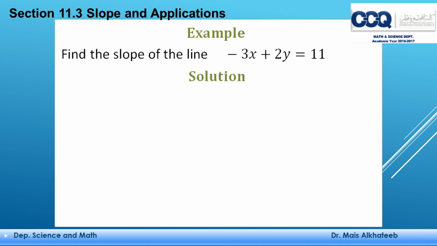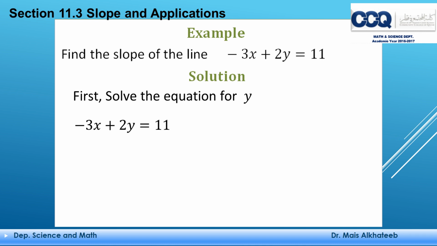Find the slope of the line. They ask to find the slope of the line and they give this equation minus 3x plus 2y equal 11. According to the slope intercept form إذا أنا خليت الواي بروحها if I calculate y from this equation, I will get the slope intercept form. Then I solve the equation for y. So I will move minus 3x to the other side. It will be 3x plus 11.